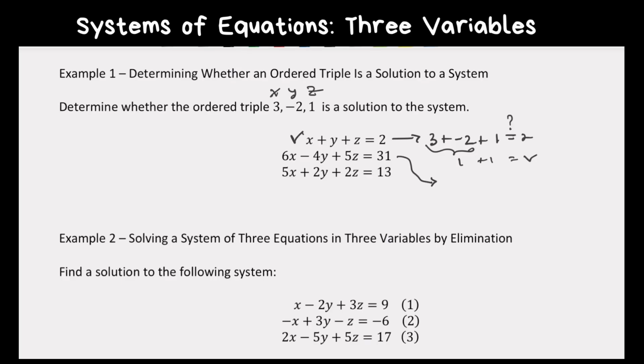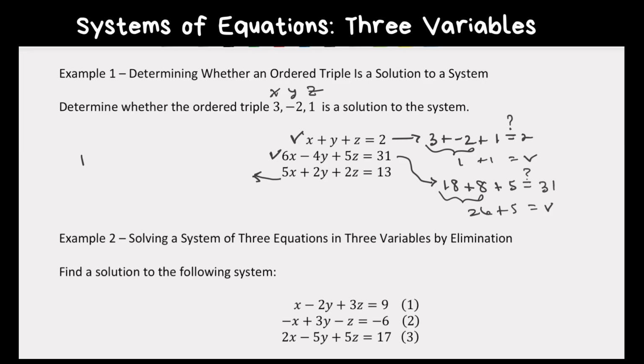6 times 3 minus 4 times a -2, which turns that into a +8, plus 5 times 1, which is 5. Does this really equal 31? 26 and 5 does equal 31. We like that one. I'll check there. One more time, because they all have to work.